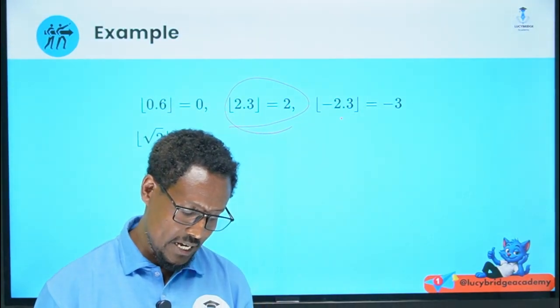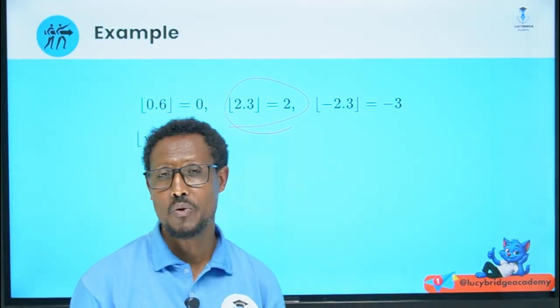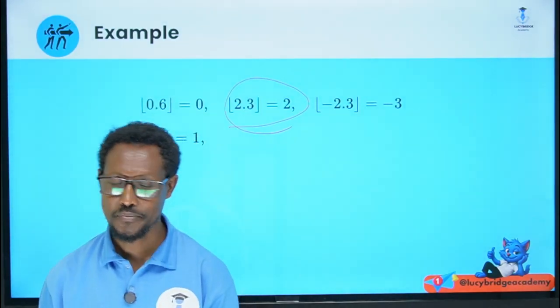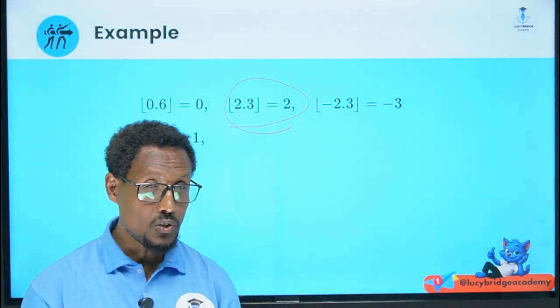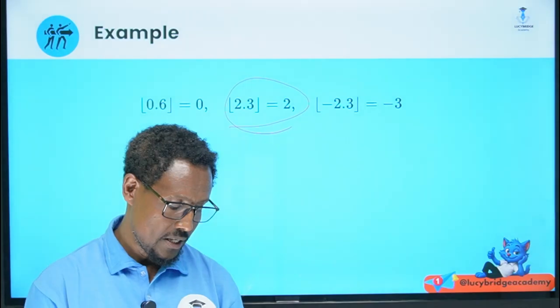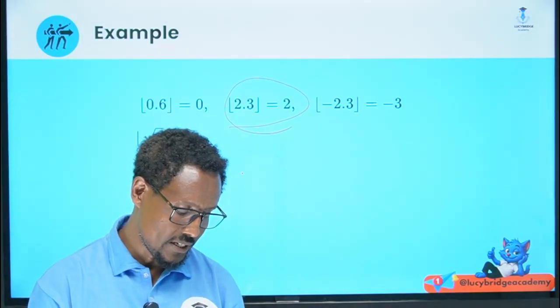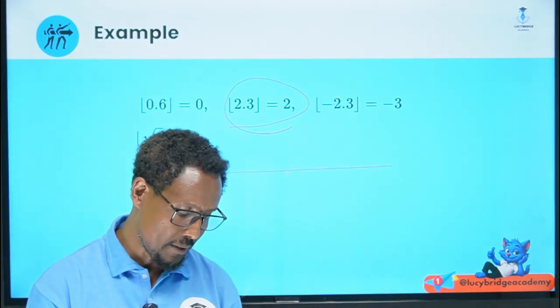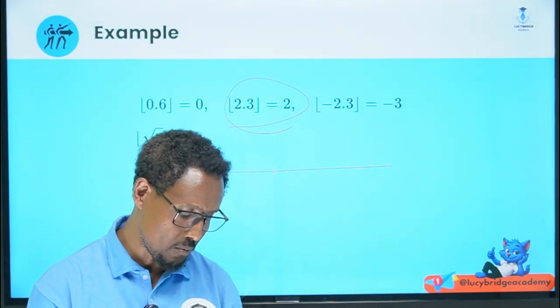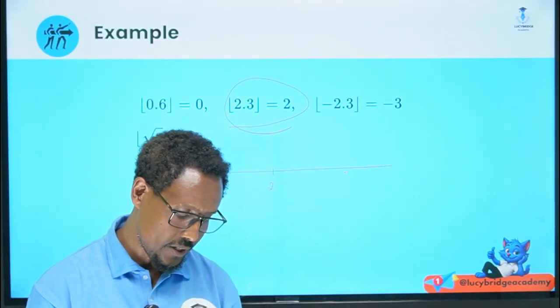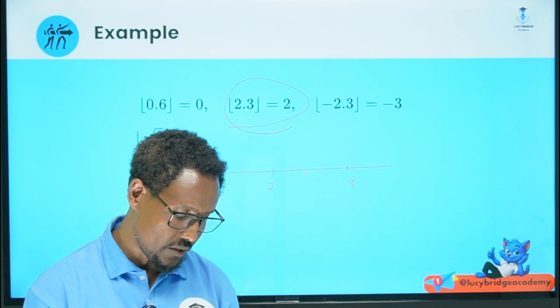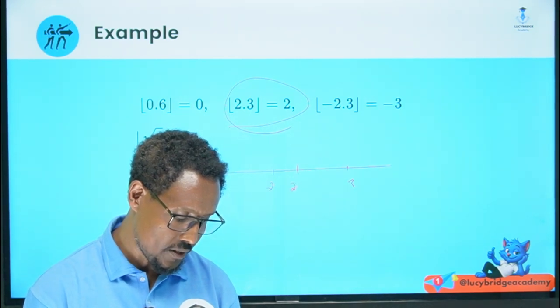What about the greatest integer less than or equal to negative 2.3? Okay, don't say negative 2, it is negative 3. Let me go back and show 2.3. Between which two numbers does 2.3 lie? Between 2 and 3. Here is 2, here is 3, and 2.3 is somewhere here.